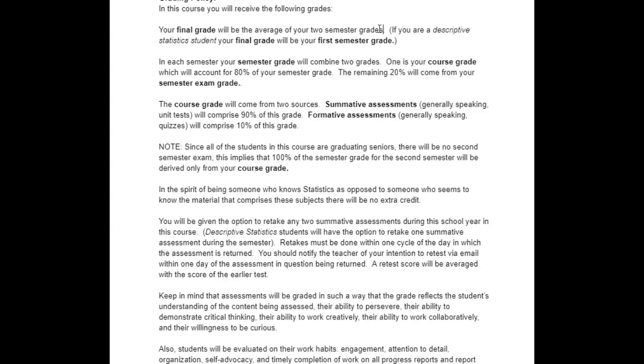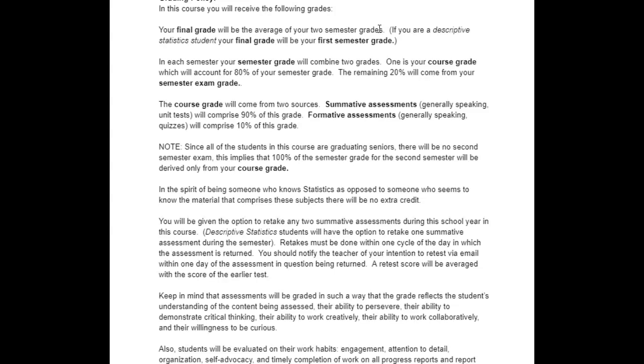In each of your semesters, those grades will come from a course grade, 80%, and 20% from the semester exam grade. The course grade comes from 2 sources: summative assessment, which is basically tests, and formative assessment, which is like your quizzes, classwork, things like that. So that's 10%. So the 90 and the 10 go to form the 80. The 80 plus the 20 gets you the semester grade. The two semester grades get you the final grade.